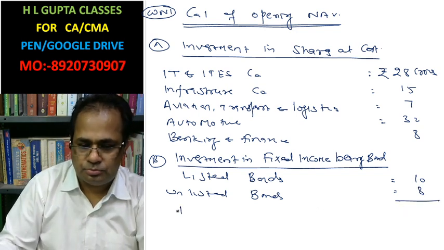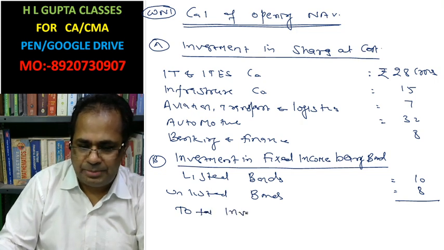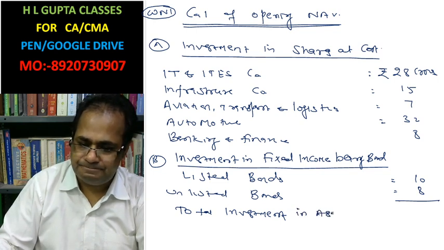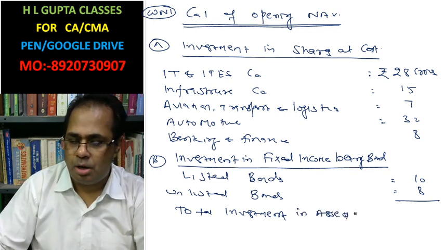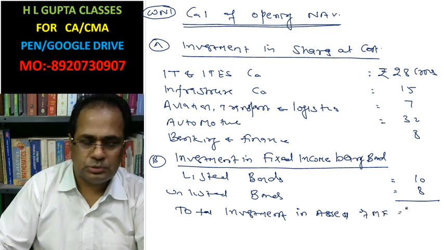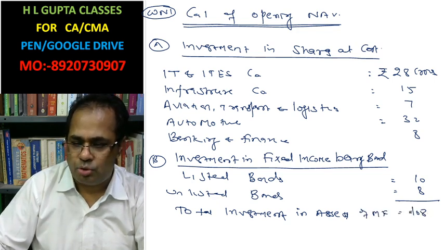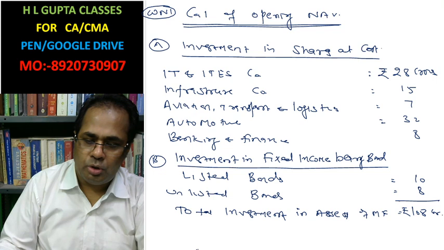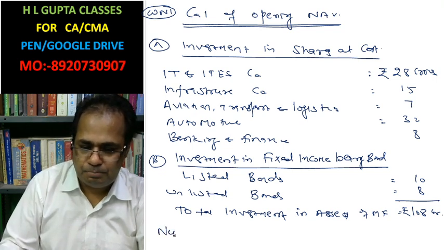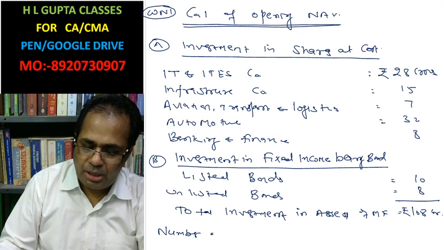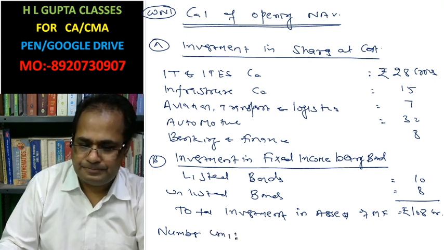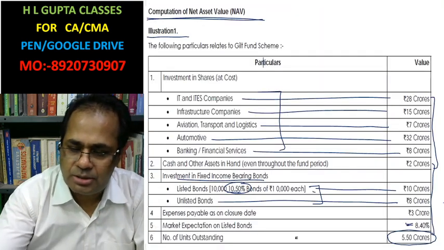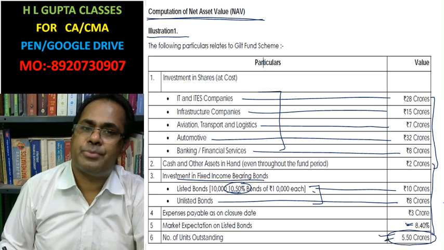Total investment in assets of the mutual fund, this is 108 crore. Now the number of units of the mutual fund, how many units you have, this is given here in the question. 5.5 crore is the units.